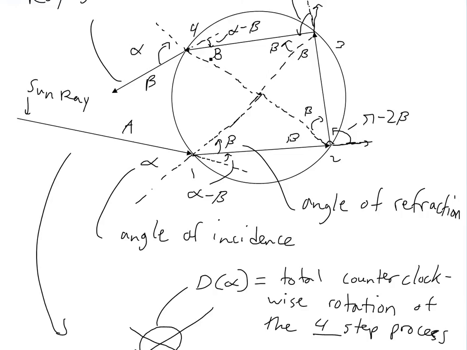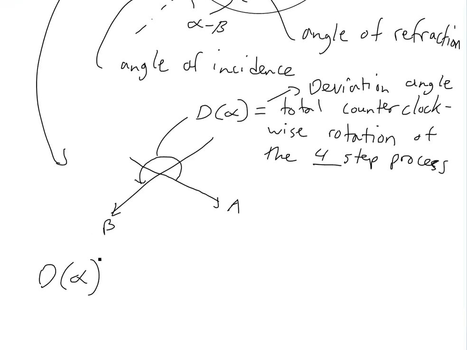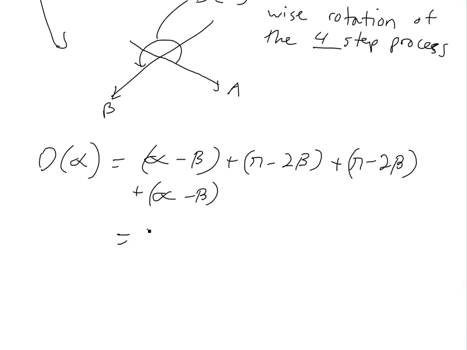So if you sum all these up, we'll get the deviation angle. It's also called the deviation angle. So then if you sum this up, this will be alpha minus beta plus the second one, which is pi minus 2 beta, plus again pi minus 2 beta, and then the last one is plus alpha minus beta. If you sum all these up, as you can see here, we have 2 alpha, minus 6 beta, and then there's 2 pi, plus 2 pi. So we got this one right here.